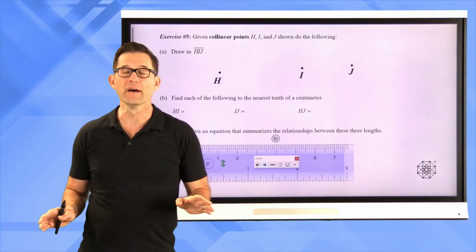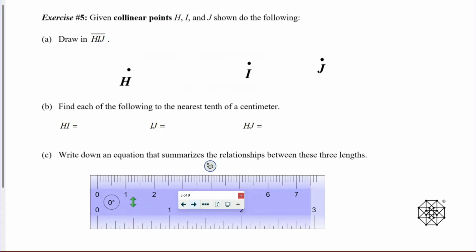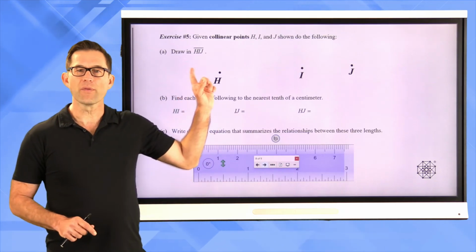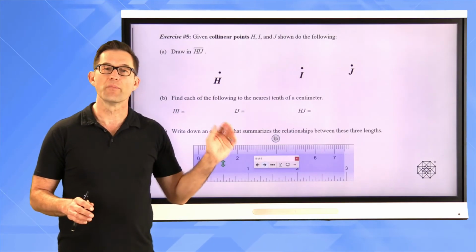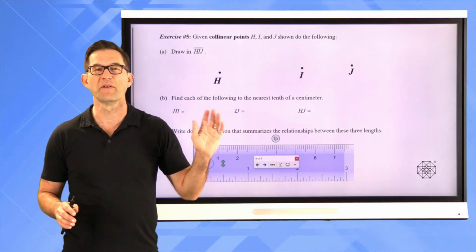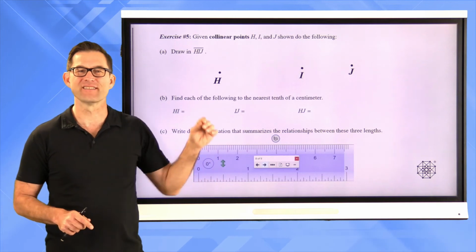Very important idea. So for our final exercise, let's take a look at exercise number 5. Given collinear points H, I, and J shown, do the following. Letter A, draw in segment HIJ. Now this is an interesting one. Before this problem, we had been naming segments always with just 2 letters, their beginning point and their ending point.